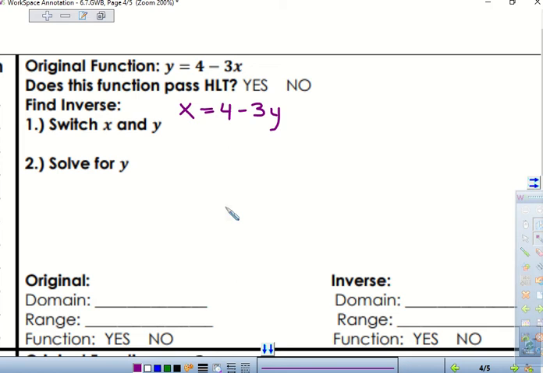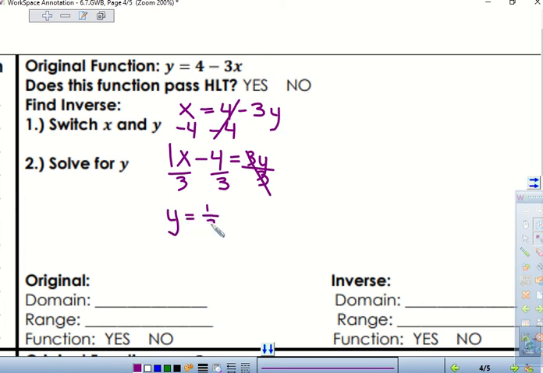Okay. Now from here, I want to solve for my new y, okay? So to do that, I'm going to subtract 4 on both sides. That's going to give me 1x minus 4 equals 3y. And then what would be the next step to get y by itself? Divide by 3. So I have to divide each term over here by 3. And that's going to give me y equals 1/3 x minus 4/3. So does anyone have any questions about how I got that?